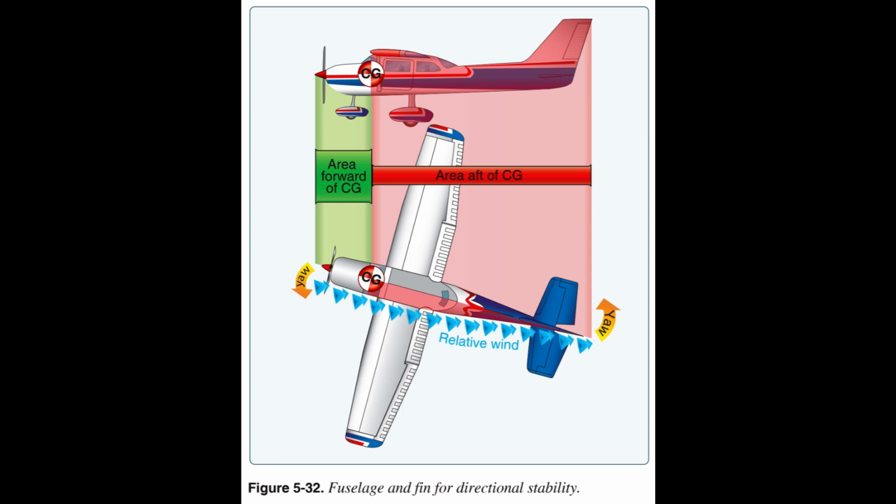The contribution of the wing to static directional stability is usually small. The swept wing provides a stable contribution depending on the amount of sweepback, but the contribution is relatively small when compared with other components.